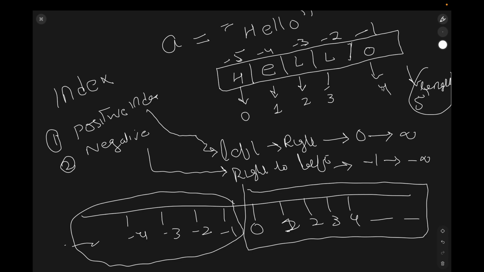So total characters are 5. 4 plus 1 is 5, right? But just remember that the last character, if you are using the positive indexing, the last character will be at the index number length -1. Getting this point? And if you are saying the right to left, that means negative indexing you are going.